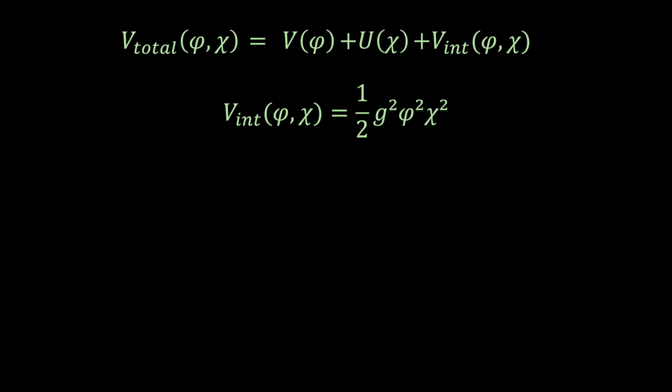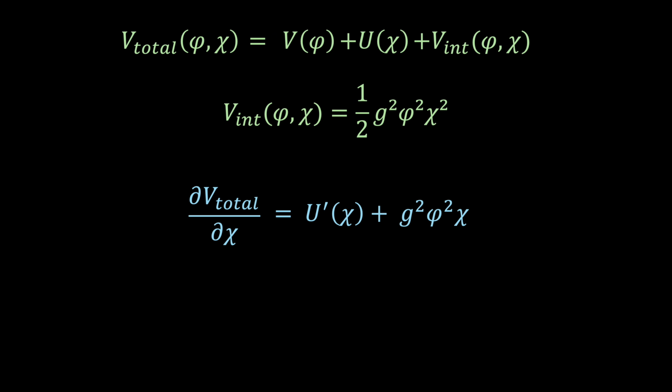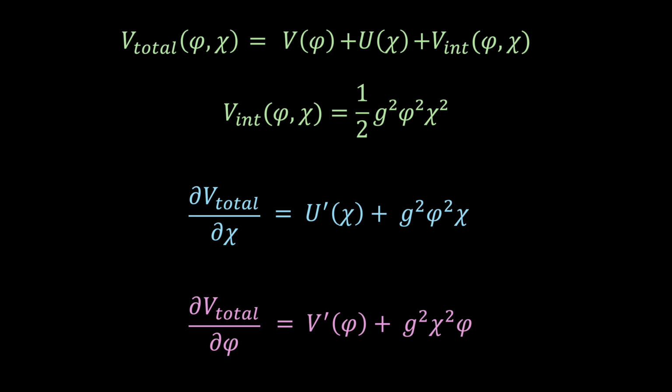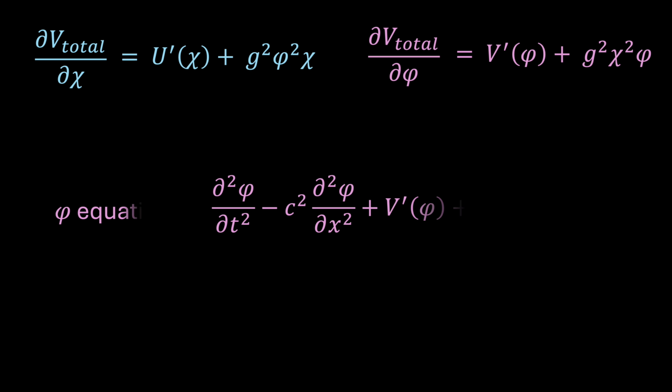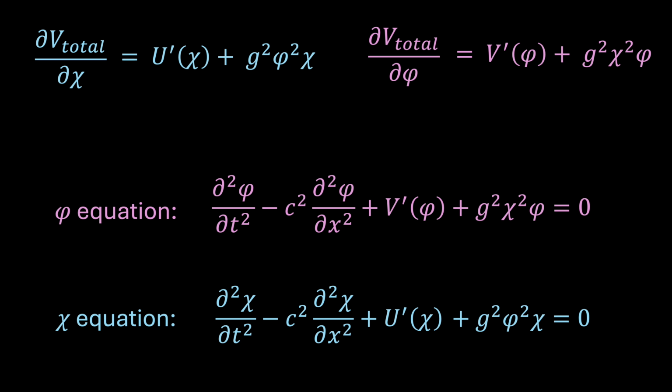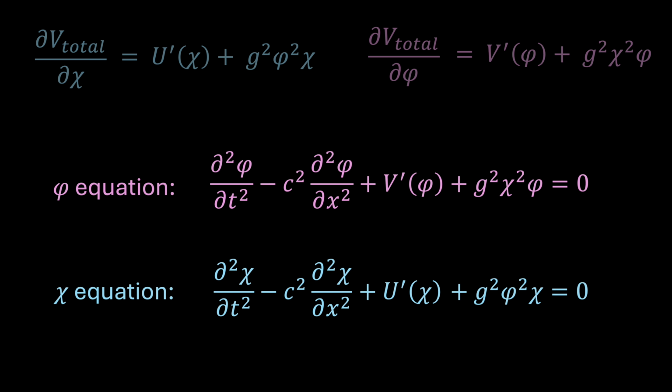With this choice of potential, it then follows that the derivative of the total potential with respect to chi is equal to u prime of chi plus g squared phi squared chi, and the derivative with respect to phi is equal to v prime of phi plus g squared chi squared phi. And if we then sub these relations back into our earlier field equation expressions, we find that the phi and chi field equations take the following form.